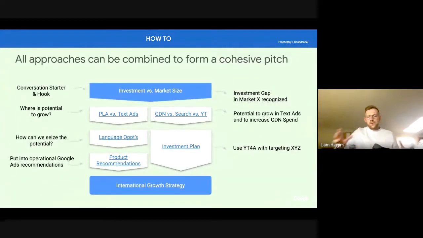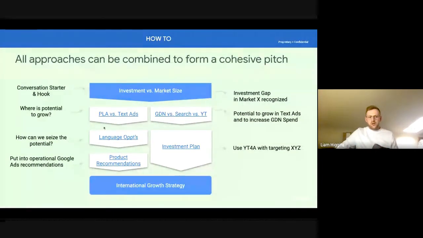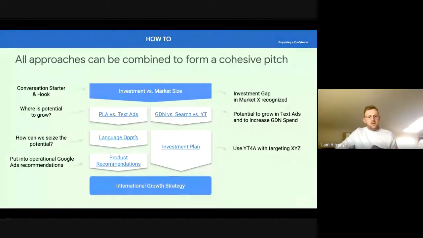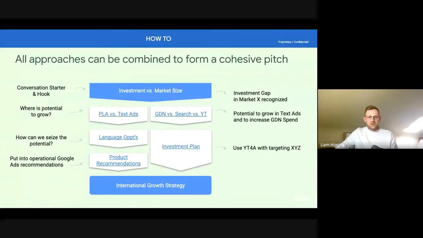So all of these approaches can be combined to form a cohesive pitch, or you can take different parts from across it in order to cater to a specific client. So that investment versus market size piece is always a brilliant conversation starter and a hook, as well as that big effective $63 million opportunity. Now, naturally, that's not going to be the case for all of your clients, but look to use something equally as effective there as well.